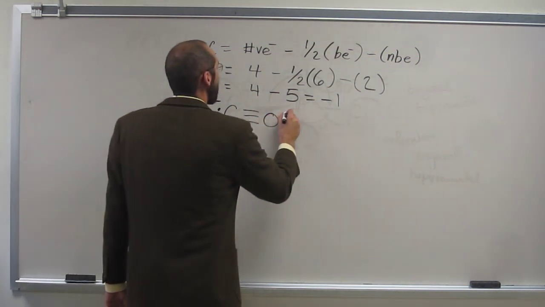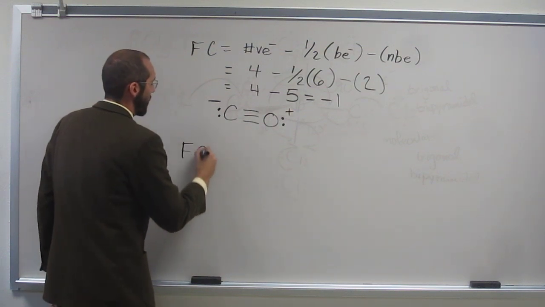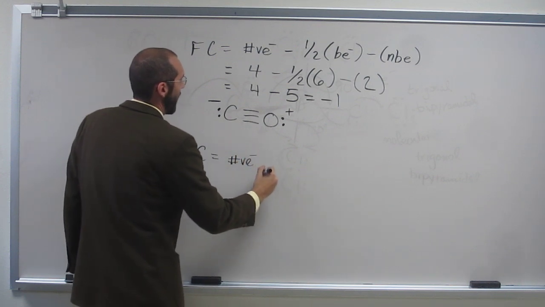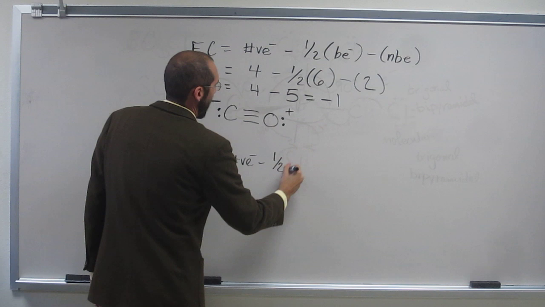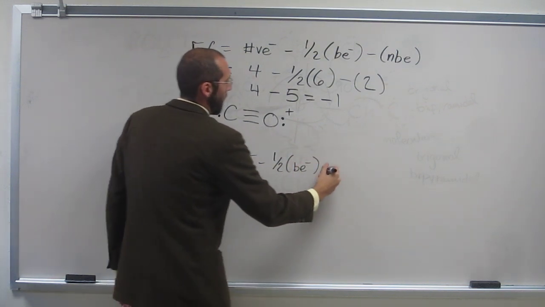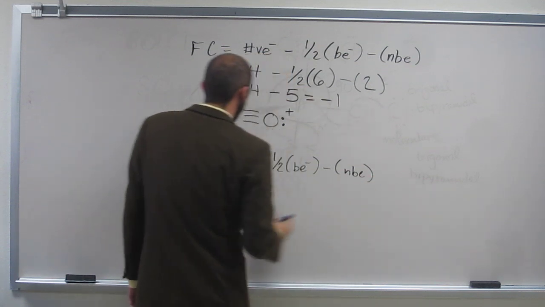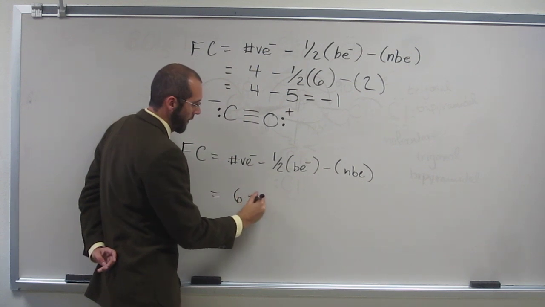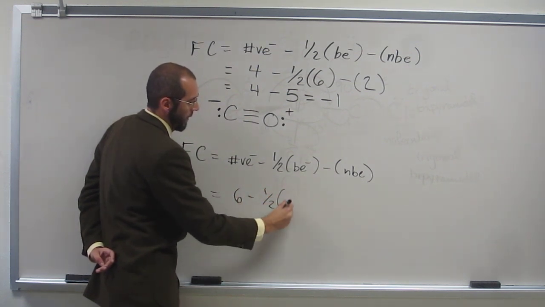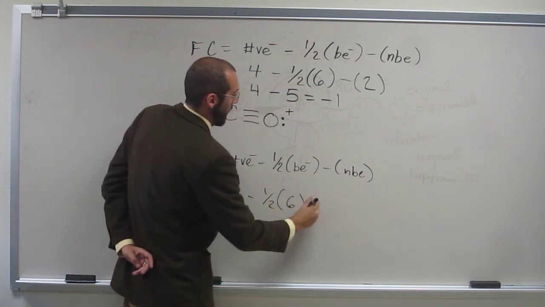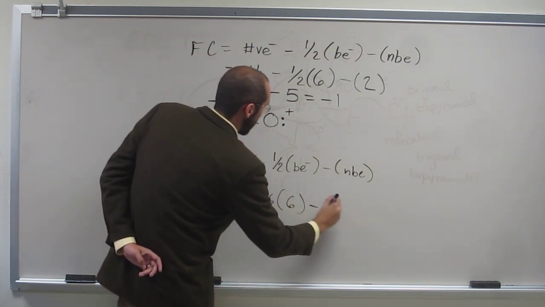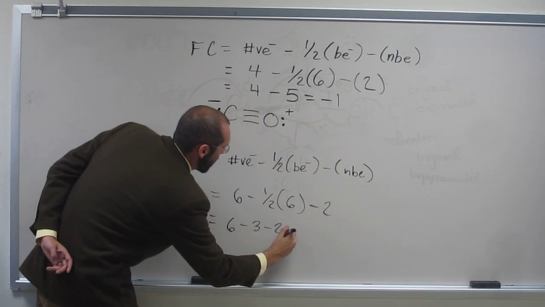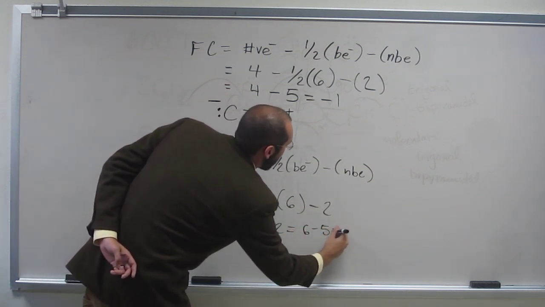+1. Let's just make sure that's the case. So formal charge equals what? Number of valence electrons minus 1/2 the bonding electrons minus the non-bonding electrons. So oxygen normally has how many electrons? 6. Minus? 3 or 6. 6. Minus? 2. Okay. So is that the case? 6 - 3 - 2. 6 - 5.